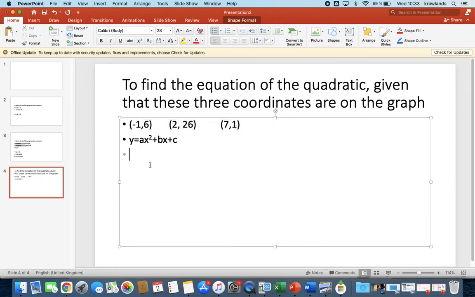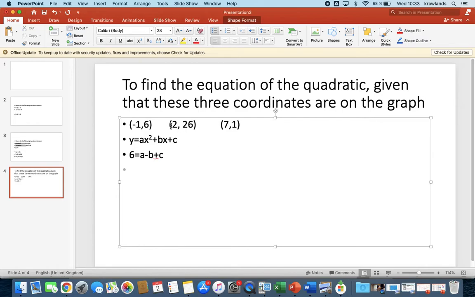So let's go. For the first equation, we look at the first coordinate. When y is 6, x is -1. So we get a times -1 times -1, which is 1, plus b times x, and x again is -1, so minus b, plus c. We don't know what c is. And you can see that a plus and a minus next to each other is minus. So that's our first equation: 6 equals a minus b plus c.